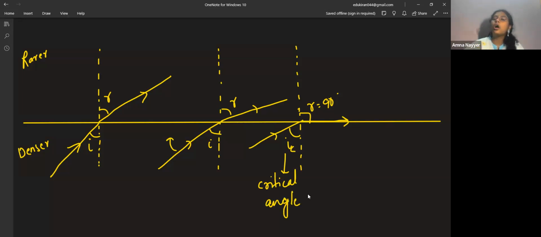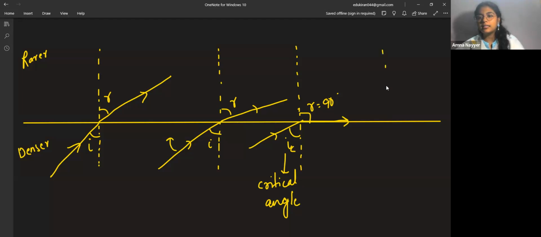What is this angle called? Critical angle. What happened? We have reached the minimum angle which was required. So this refracted ray, which was tilted at a certain angle, now becomes completely 90 degrees. This is overlapping the horizontal. Fine. This is the third case, which is a unique case to remember.